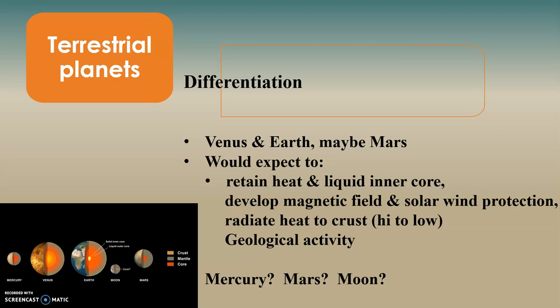We would also expect to develop a magnetic field based on the liquid outer core. Because remember, we talked about the rotation and the spinning of this metal that can cause an electric field and then cause a magnetic field and then cause an electric field and confer solar wind protection on the Earth. So we would expect that these big planets of Venus and Earth and maybe Mars would have a magnetic field and solar wind protection.